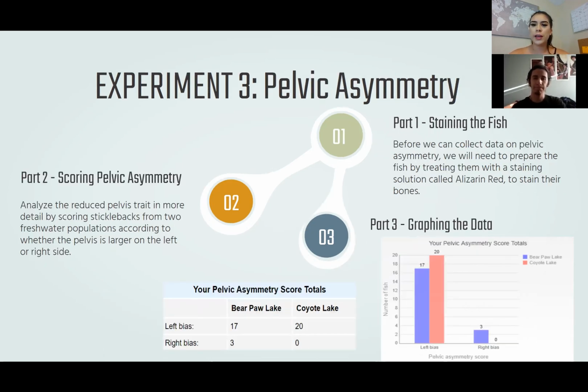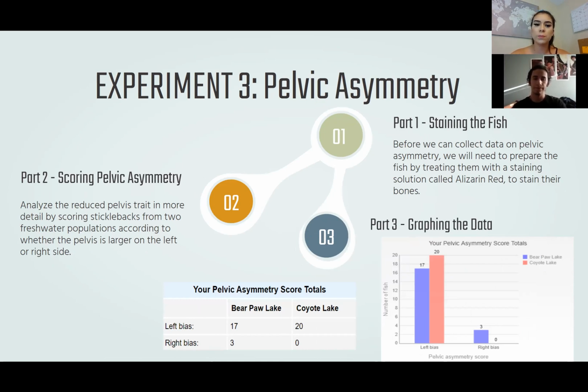Experiment 3, pelvic asymmetry. Part 1, again, is staining the fish, just like we did for our first experiment. Before we can determine the asymmetry, we need to prepare the fish by staining them with the exact same solution so that we can see their bones more clearly.